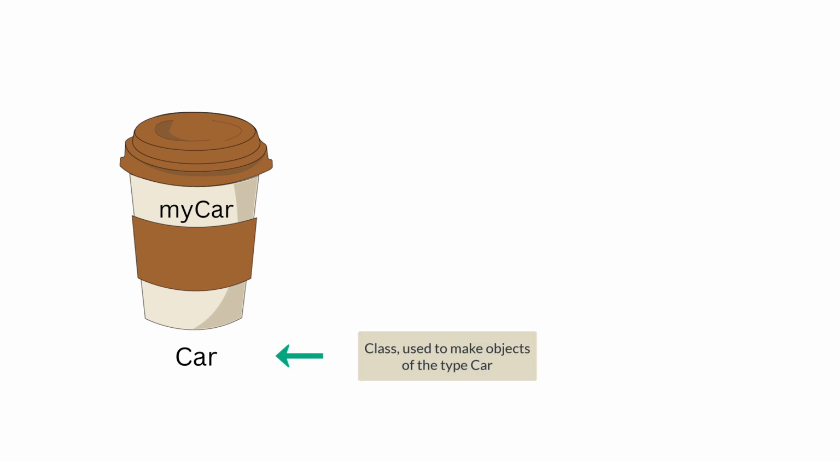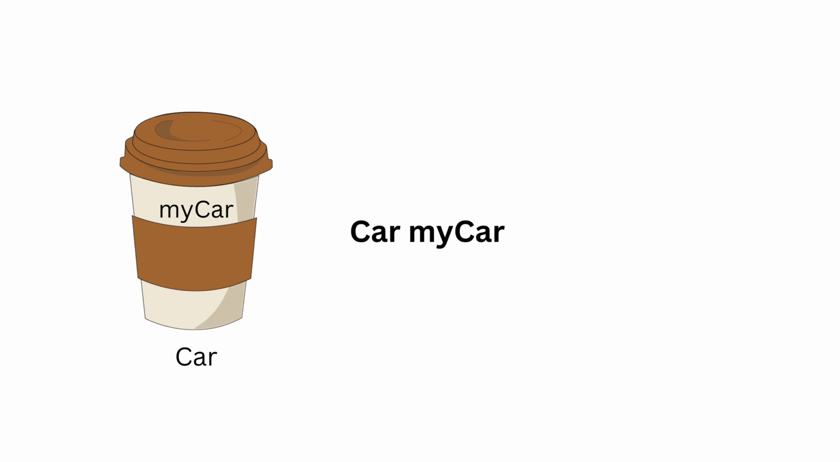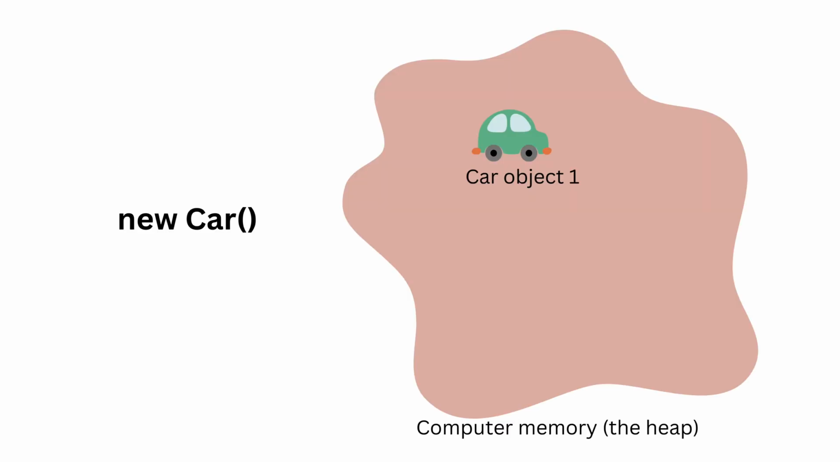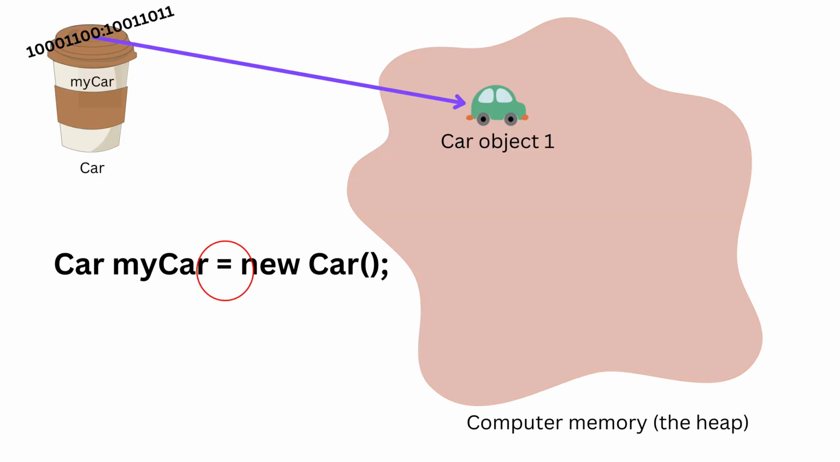Car in this case is a class, which is a blueprint for creating objects of type Car. So what's a Car class? We'll look at that in just a moment. myCar is the object reference that we'll use to access our Car object. And when we write new Car, the new keyword creates an instance of the Car class in computer memory, the object we'll be referencing. The memory location where objects are created is called the heap. And finally, the equal sign assigns the newly created Car object to the Car reference variable.